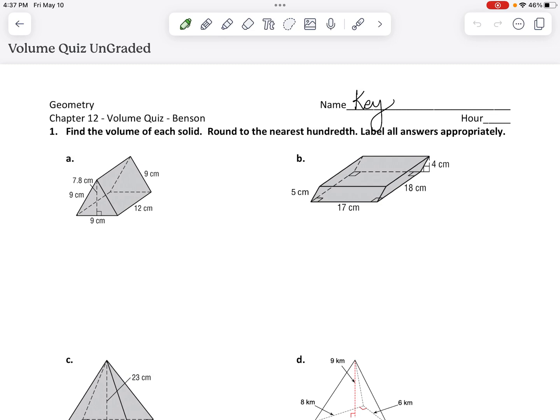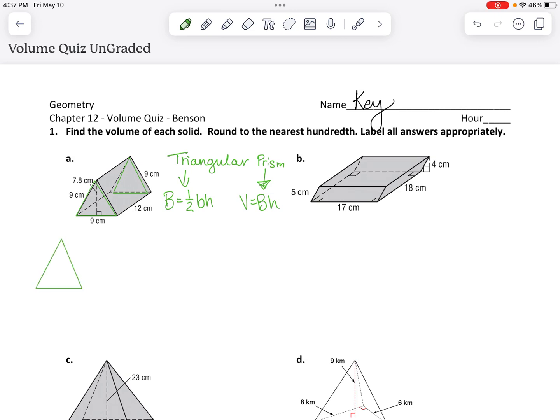So, we're looking for the volume of these shapes. As I mentioned in my notes, you want to make sure you know what shape it is. This is a triangular prism because it's got two triangular sides that are parallel and congruent there and there. So that means that the base area is 1/2 base of triangle times height of triangle. And being a prism, that means volume is base area times height.